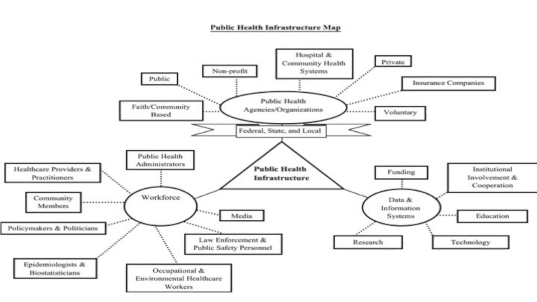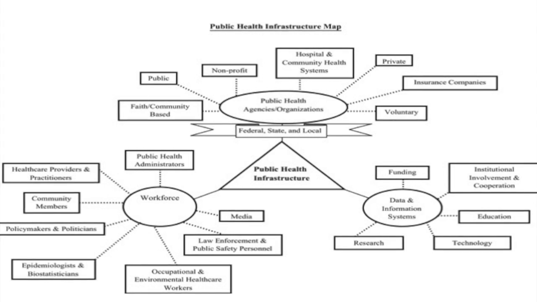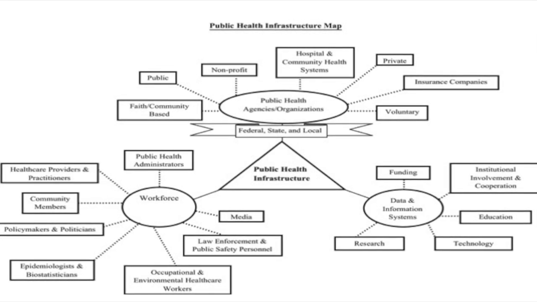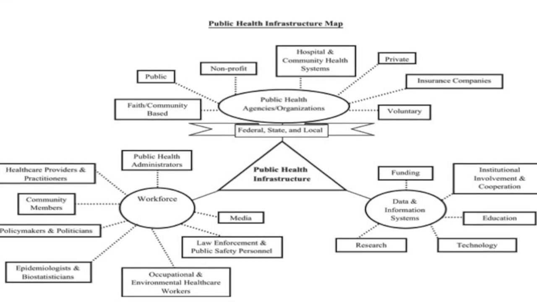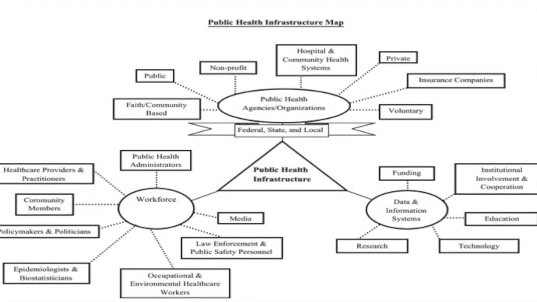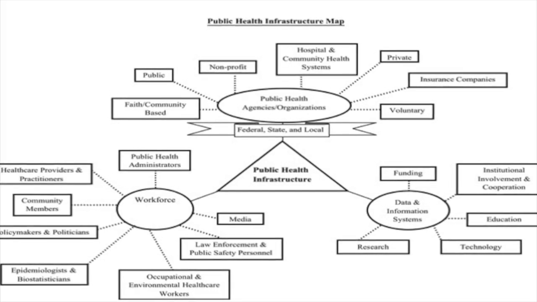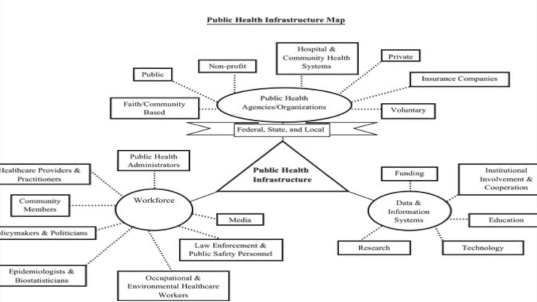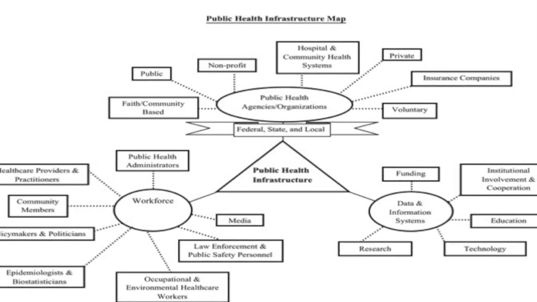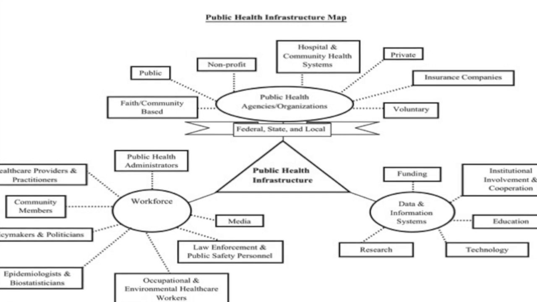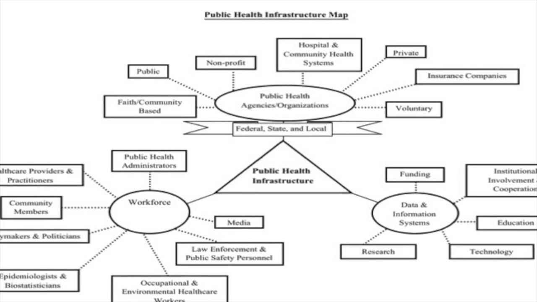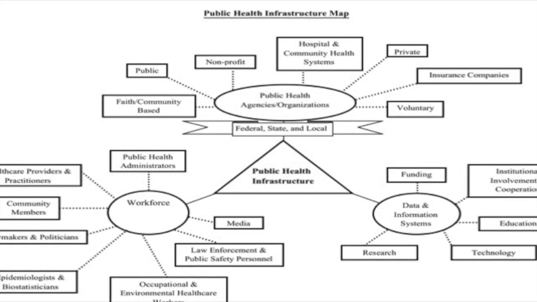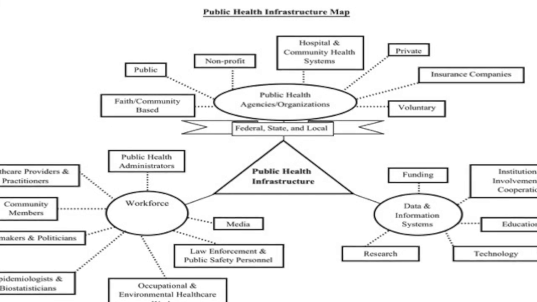Here's an example of a public health infrastructure map. You see in the circles, it's identified as a public health agency organization. In the very middle is the public health infrastructure. This indicates the central point and all the different entities that are connected to it. Here we look at the data information system, the workforce, and the public health agency organization at a federal, state, and local level. And then what is branched out of these circle entities? For example, in the workforce, we look at maybe public health administrators, practitioners, community members, policymakers, anything you can add onto this map.